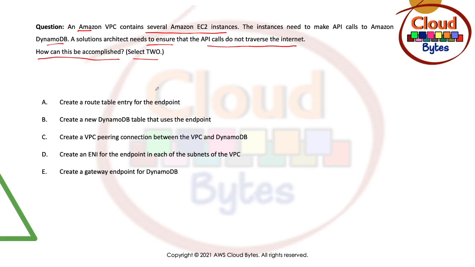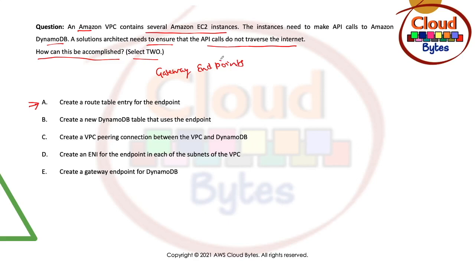Let's talk about a few options over here. Let's go from option A. Maybe we can say create a route table entry for the endpoint. We need to select 2. So this looks like a viable option, because how we send this data is important. Amazon DynamoDB and Amazon S3 both support something called a gateway endpoint.